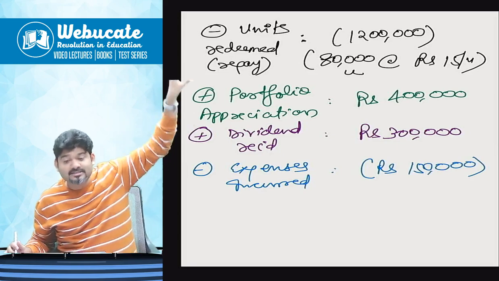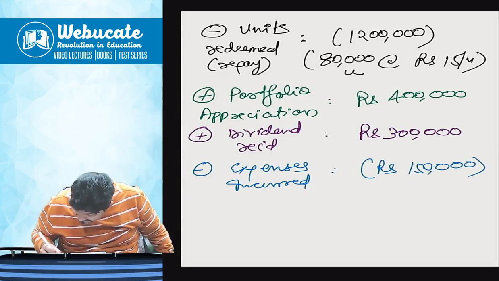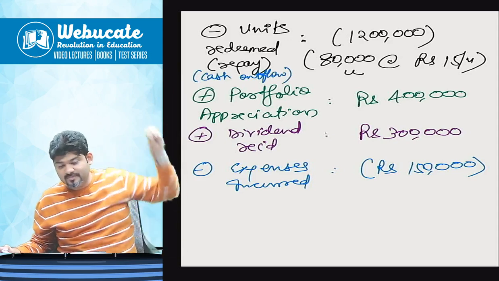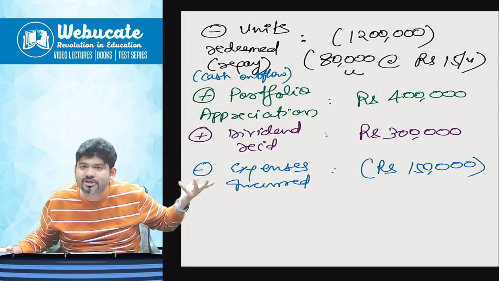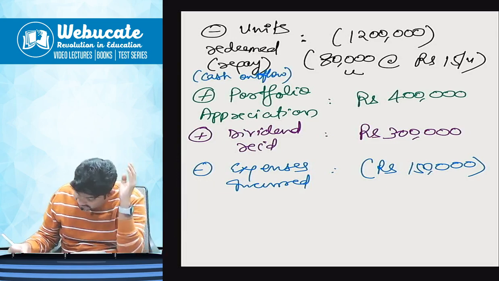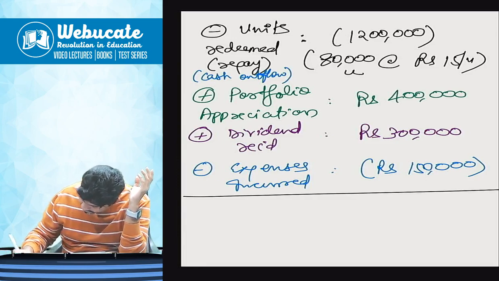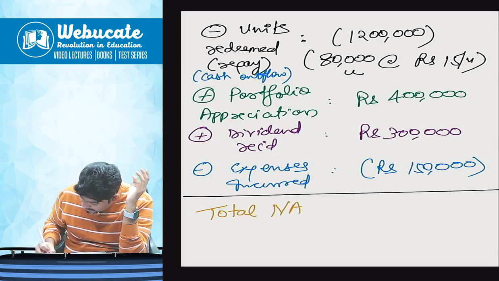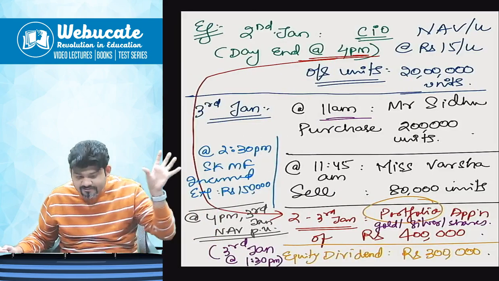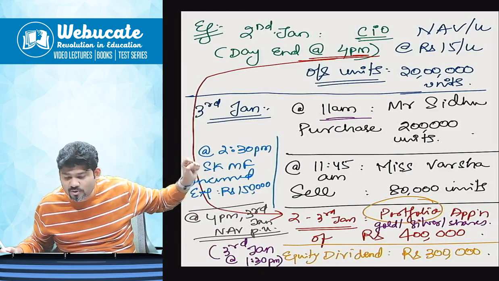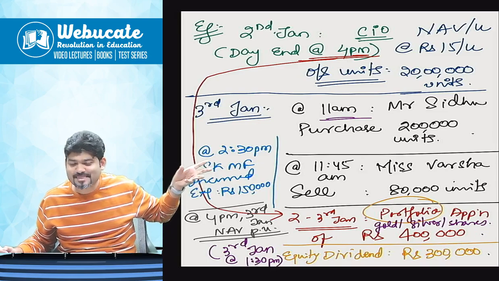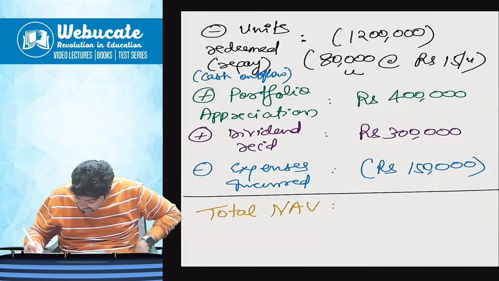Units redeemed is a repayment. There is a cash outflow. So outflow, money gone. Expenses incurred, outflow, money gone. Gotcha, everybody. All of this together is called as total NAV. Anything left, beta? Anything left? Mr. Sushil, you are the CIO. Are you clear how to calculate? Varsha, are you now clear how to calculate the NAV per unit? Now, all of this add together will give you how much?